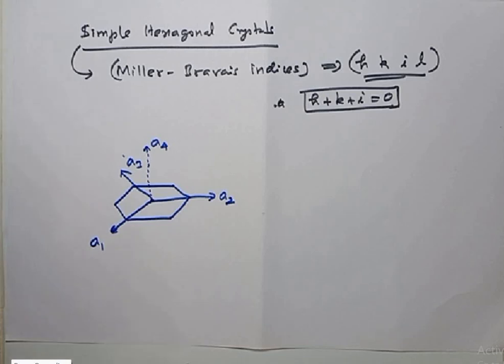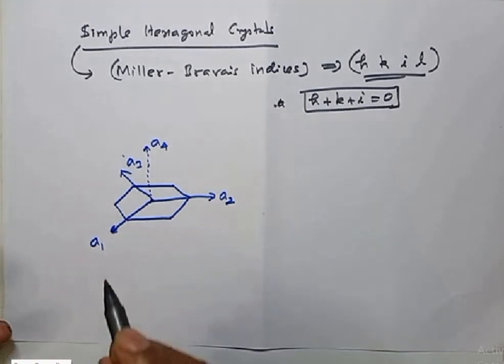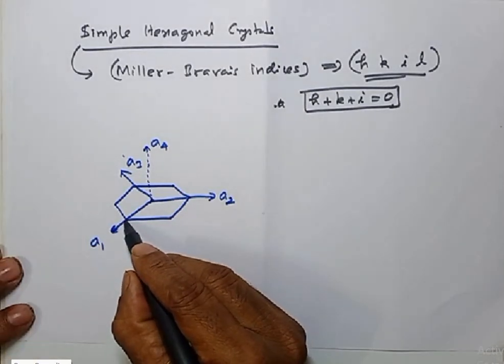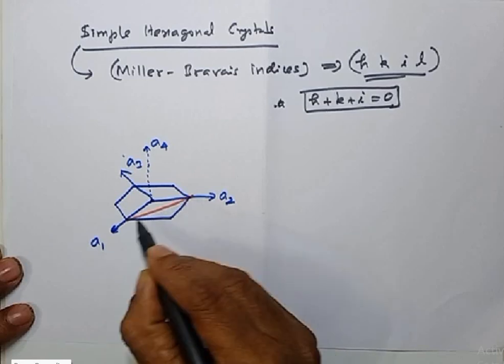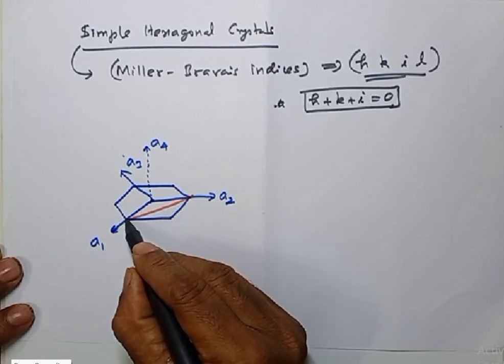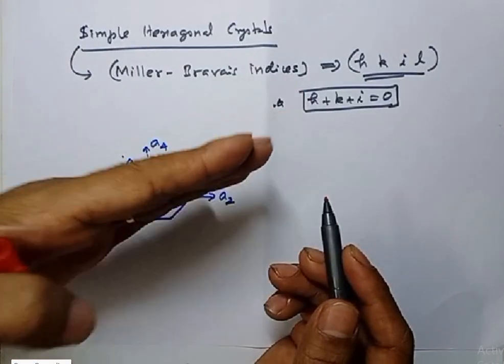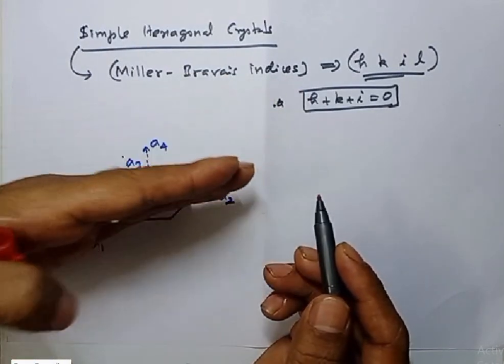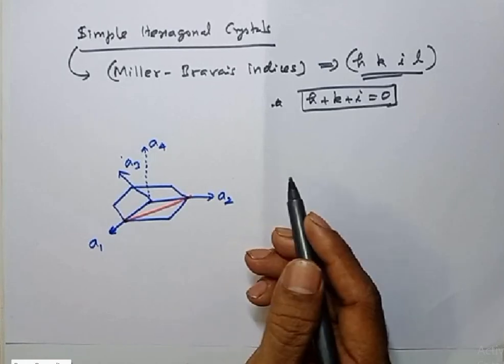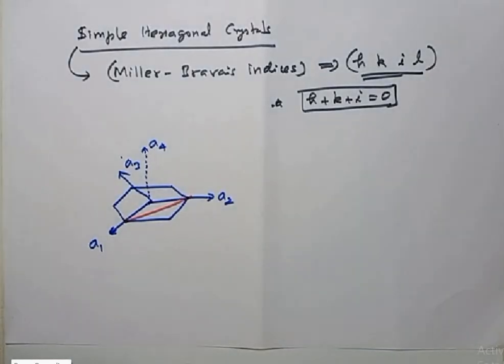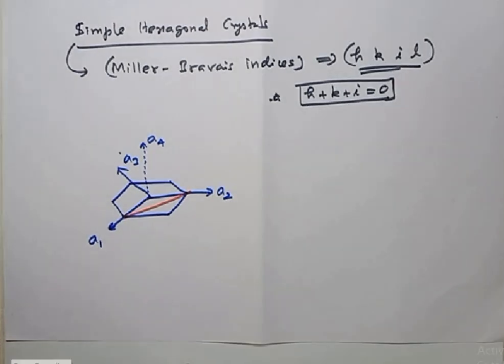And for that plane we will find out what the Miller indices are. Suppose a plane passes through these corners. It passes through this corner, and the plane is like this. What is the Miller-Bravais indices for this plane? How to find out? Take note. Then how to work out?